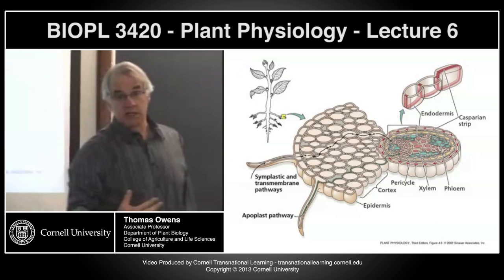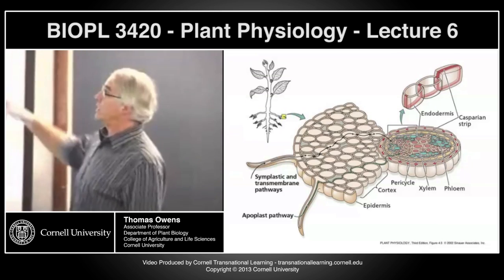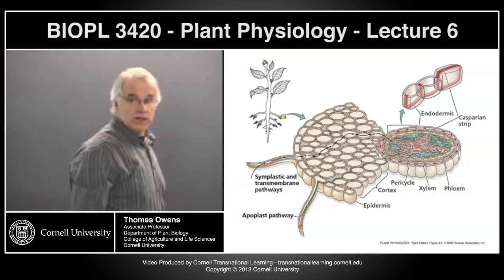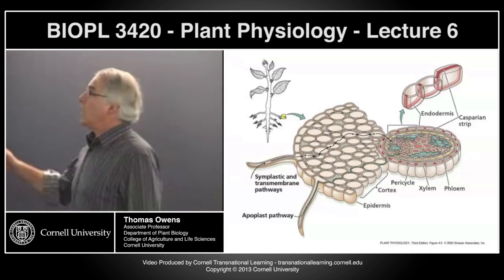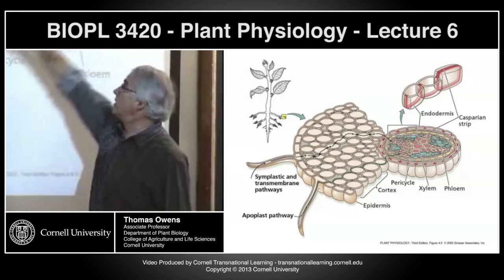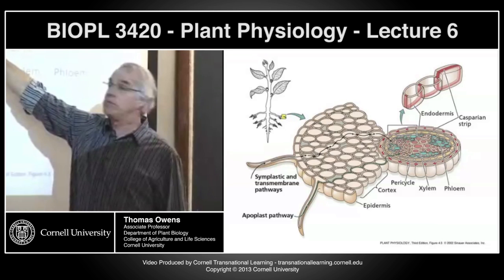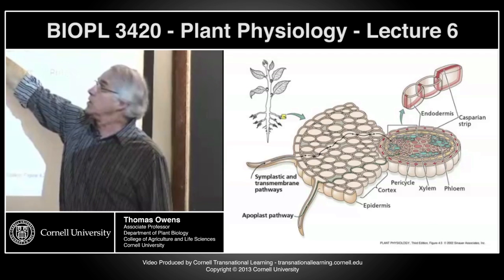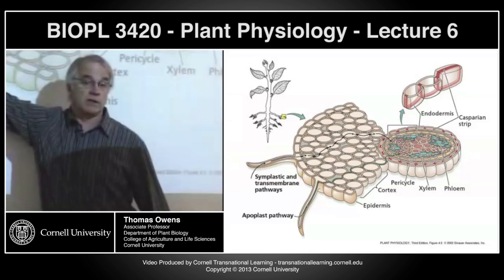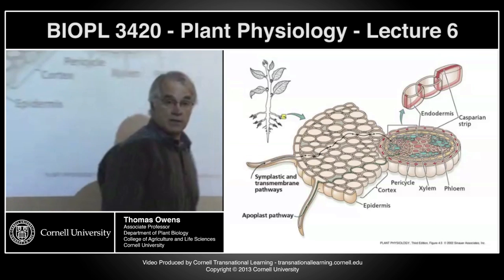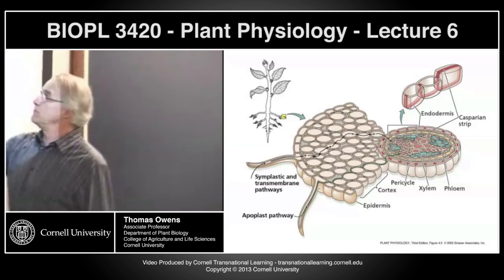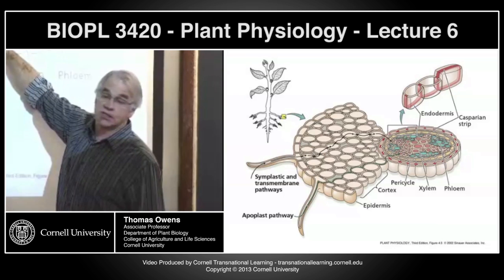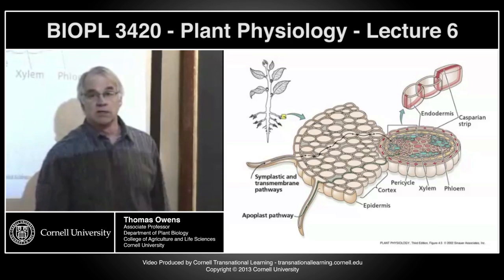And the thing that makes it difficult for that to happen directly is the presence of the Casparian strip, this suberized cell wall that's impermeable to water, which requires that everything that is moving from the soil to the xylem must cross a plasma membrane somewhere outside the endodermis. It may be right at the endodermis where it crosses the plasma membrane, or it may be way out here at the tip of a root hair. It doesn't matter, but somewhere it's got to get into the symplast so it can get through the endodermis. Once it's through the endodermis, somewhere it's got to get back out into the apoplast to get to the xylem.